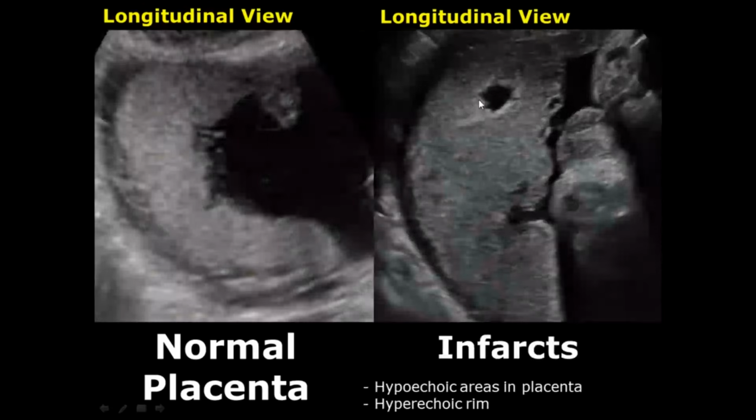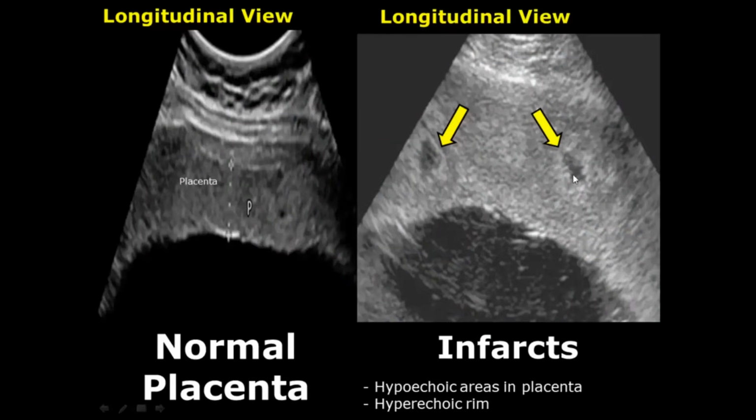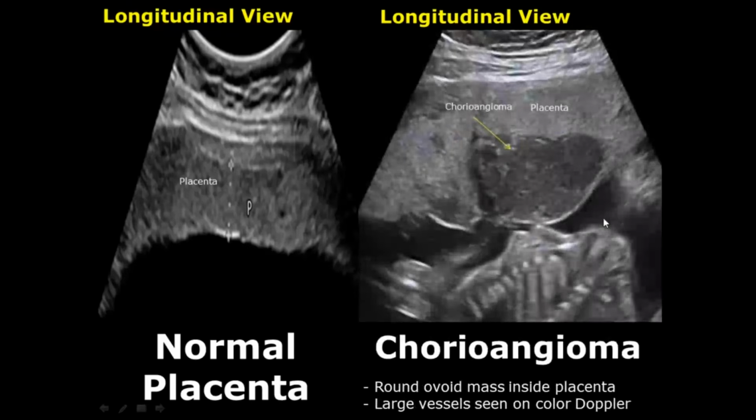Infarcts in the placenta appear as hypoechoic areas, but one distinguishing feature is that they have a hyperechoic bright rim. In this image you can see two infarcts. They are hypoechoic and have a hyperechoic rim. One common benign tumor of the placenta is the chorioangioma. It appears as a round ovoid mass inside the placenta.